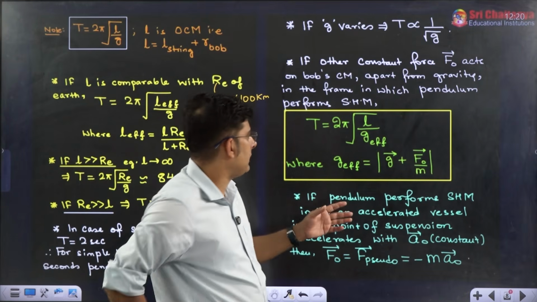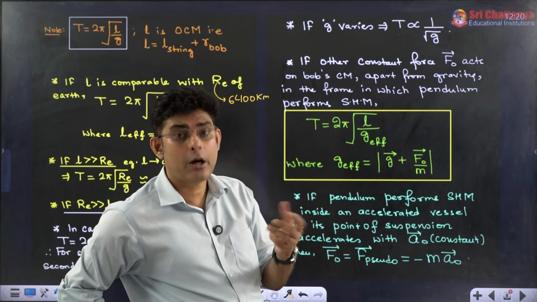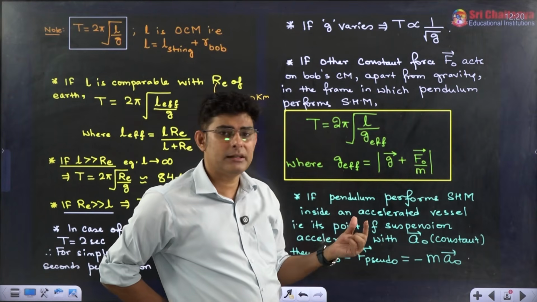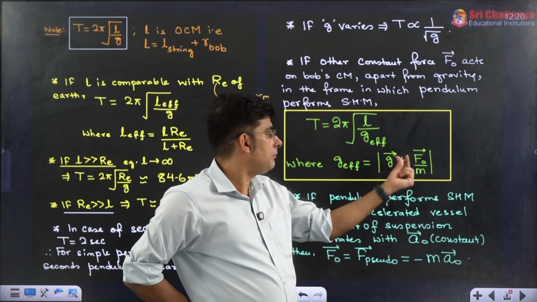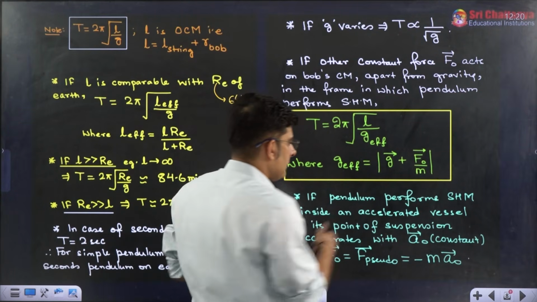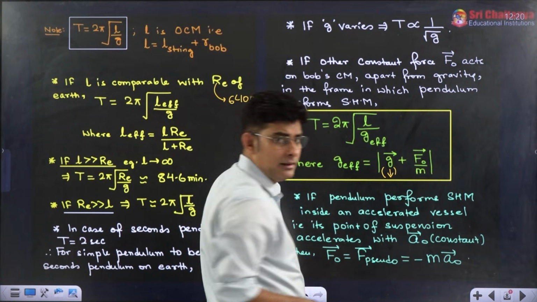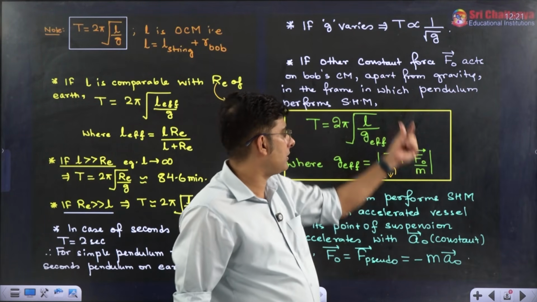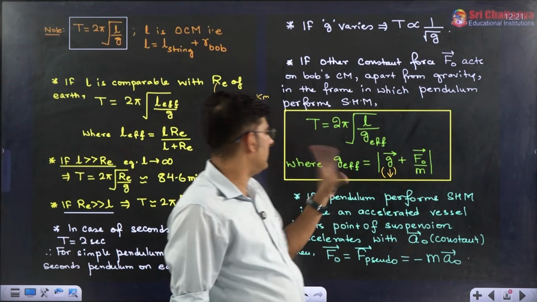In that case the time period will be 2 pi under root L by g effective. We have to take g effective. How to take g effective? g effective is nothing but the magnitude of the vector sum of g vector plus F naught vector by m, that's it. Here g vector means acceleration due to gravity, which is always vertically downwards, and whatever the external force F naught vector is, divide by mass and find the resultant, and you will get g effective.